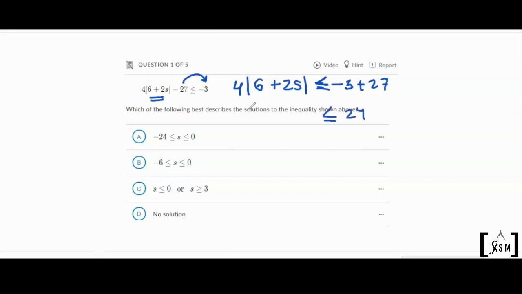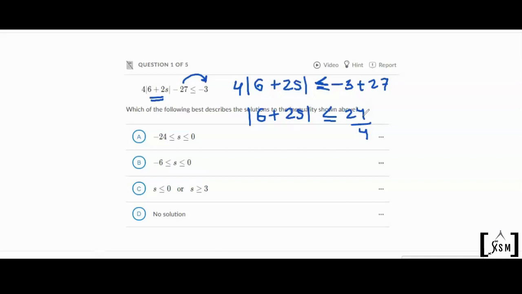And this is absolute value 6 plus 2s. Now this 4, which is in multiplication with absolute value, will come to the other side in division. So it will become 24 divided by 4. In inequality, we solve exactly like an equation. There is no difference at all, with some changes. So mostly we solve like an equation. So 24 over 4 will give you 6.